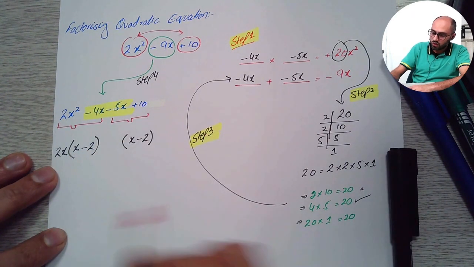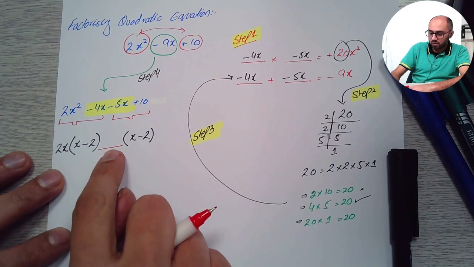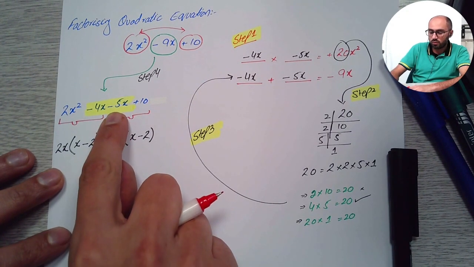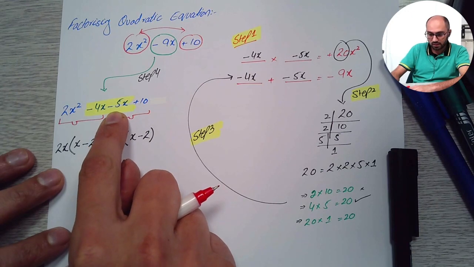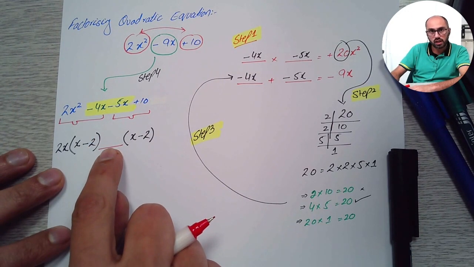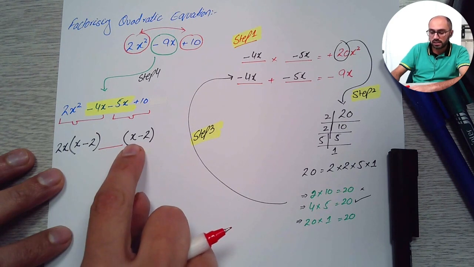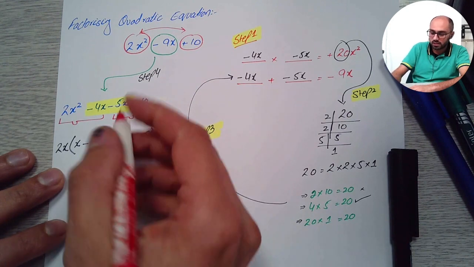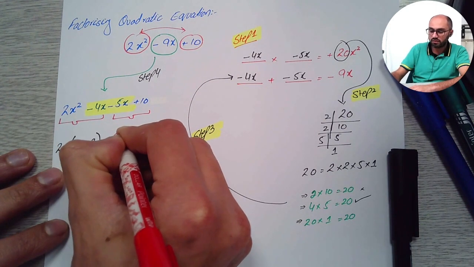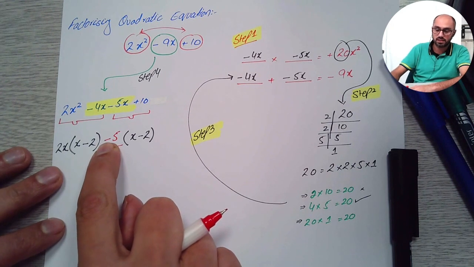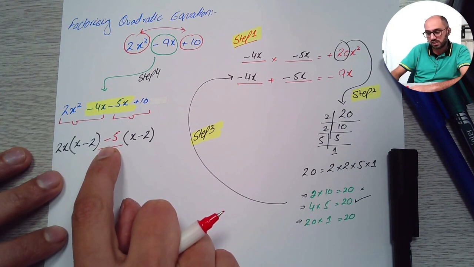And now you will need to find something here such that when you multiply this number with x, it should give you minus 5x. You need to find a number here such that when you multiply it with x, it should give you minus 5x. So I can say in this case, it will be minus 5. Make sure you always put the sign here. Sometimes it will be a plus number. In this case, it is minus 5.